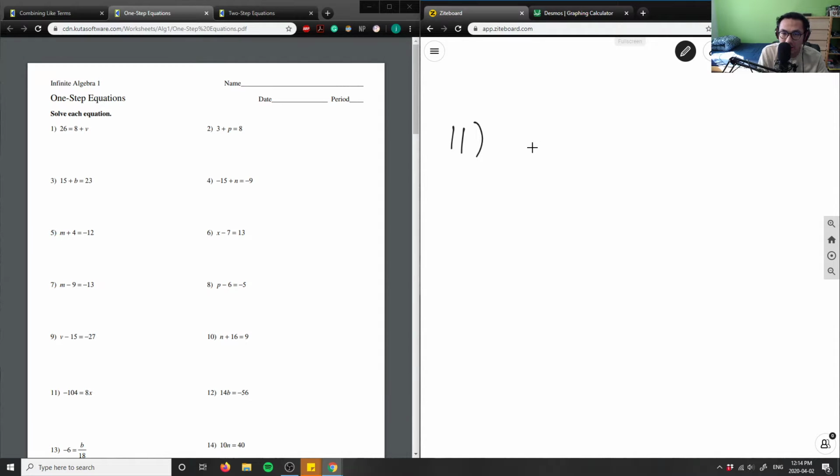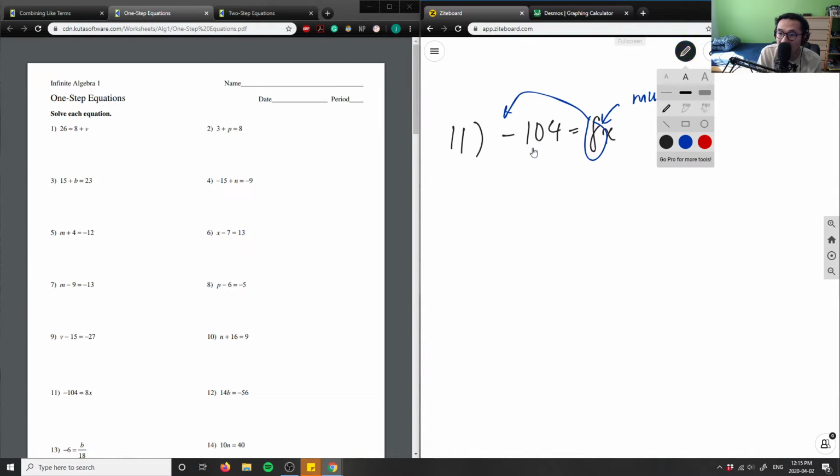11 is negative 104 equals 8x, right? So in this case, my variable is x here, and I want to get rid of this 8. This 8 is multiplied by this x. Remember, if it's stuck together like this, it's implied that it's multiplied. So I have to do the reverse operation. The reverse operation of multiply is divide, so I'm going to divide both sides by 8.